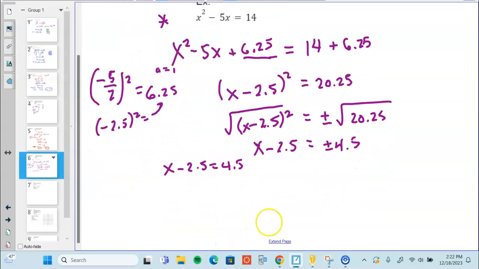I'm going to write two equations because those are numbers that I can combine because they are alike. They're both rationals. So I'll add a 2.5, and I'll get x equals 7.